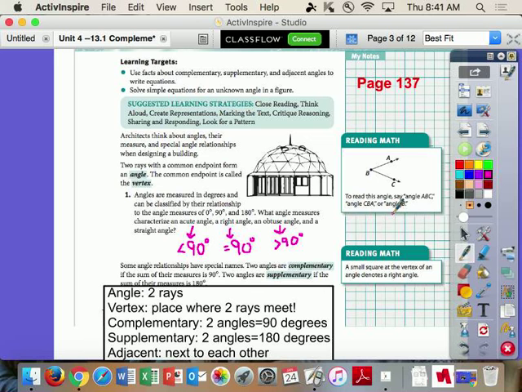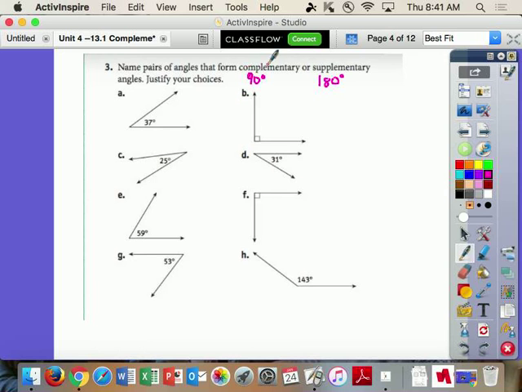Welcome back. All right, on to the next page. So we're going to put this into action. Complementary is 90 degrees. Supplementary is 180 degrees. So we're looking at these, and I know it may be really hard to think through and go, they're not next to each other, I can't see. But logically speaking, complementary, two angles that add up to 90 degrees.